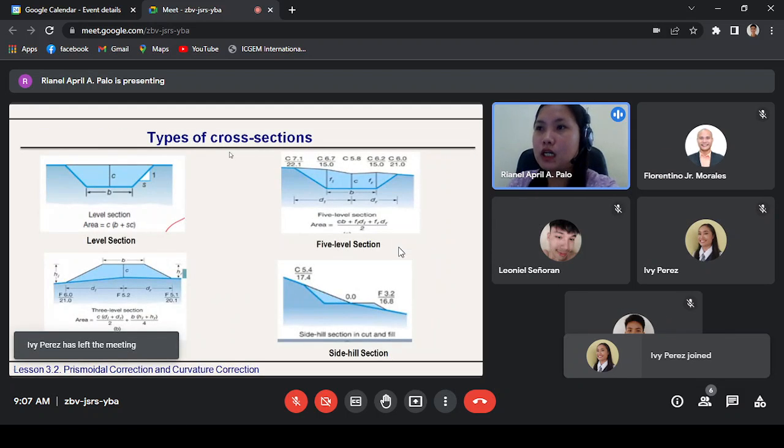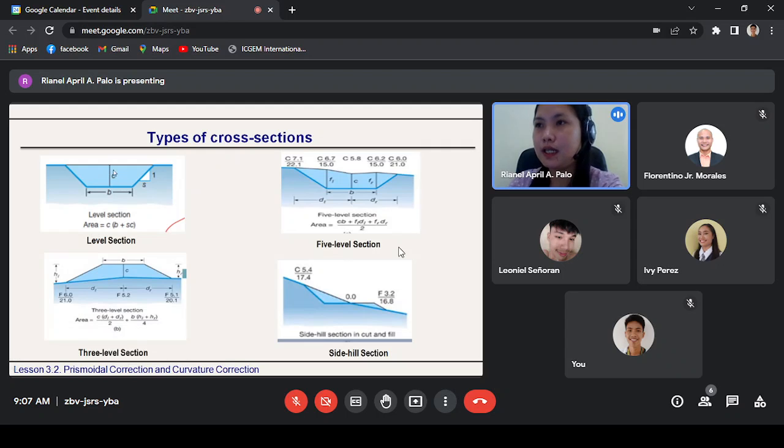Then types of cross sections. So first is the level section. So level section, usually this is used when ang atong topography is level. Then three-level section. So three levels, so three rod readings sa isa ka station. So we'll take rod readings sa atong center line, then two rod readings sa both sides, left and right sa ato ang intersection on the existing ground and the side slope or the slope stake, left and right.